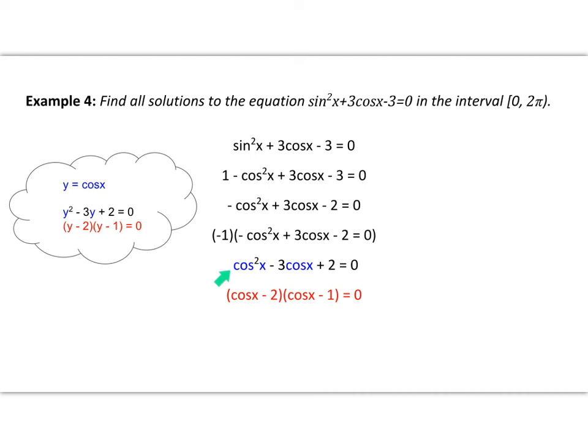Like we did before, you're now going to think about this as a much simpler quadratic. So if cosine x was y, I would have y squared minus 3y plus 2 equal to 0. And then think about how that factors so that you get the appropriate b and c values. Once you figure out the factorization, put cosine back in for y. So we have cosine of x minus 2 times the quantity cosine of x minus 1 equals 0.